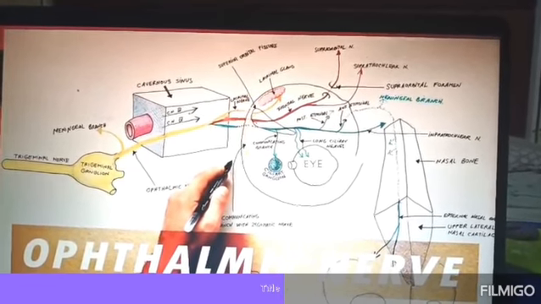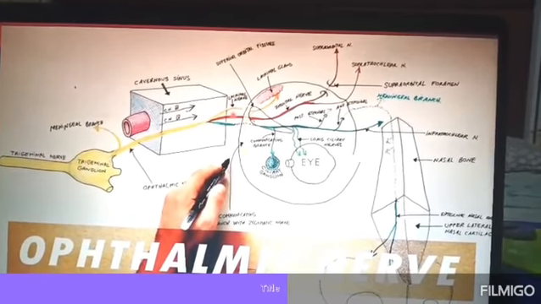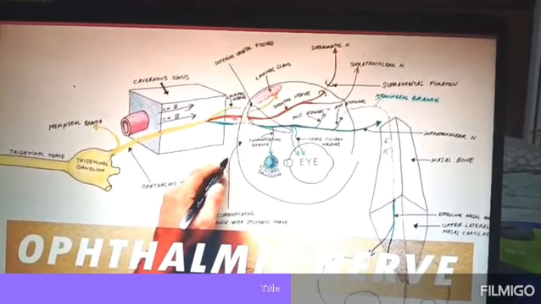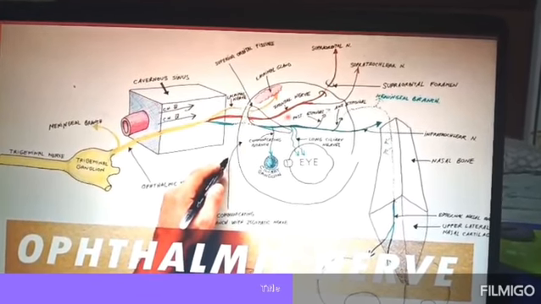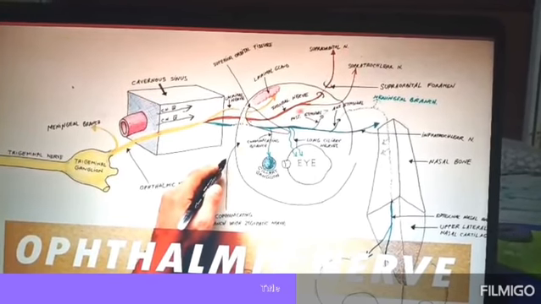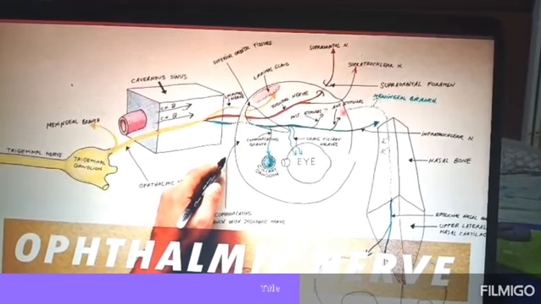Now, the frontal nerve, which is the largest branch and direct continuation of the ophthalmic division, enters the orbit through the superior orbital fissure, and when it reaches the middle of the orbit, it divides into two branches, supraorbital and supratrochlear. Supraorbital is larger, supratrochlear smaller.